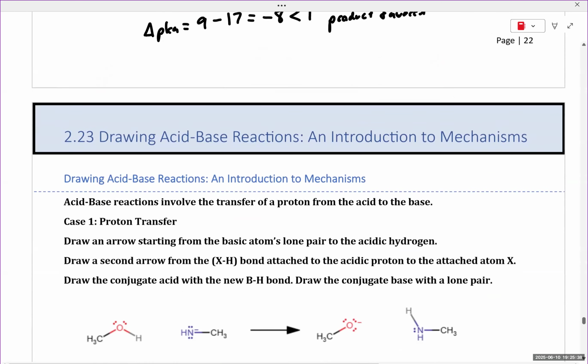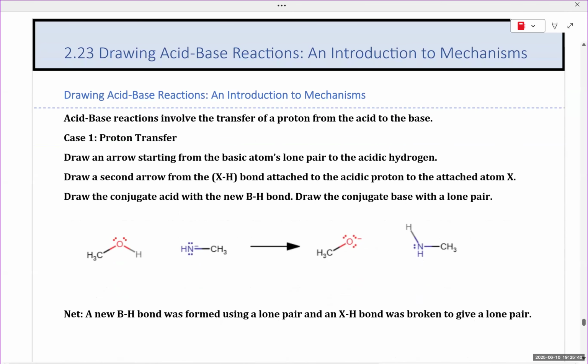Okay, let's talk a little bit about drawing acid-base reactions. This is going to be your first introduction to mechanisms. So acid-base reactions involve the transfer of a proton from the acid to the base.